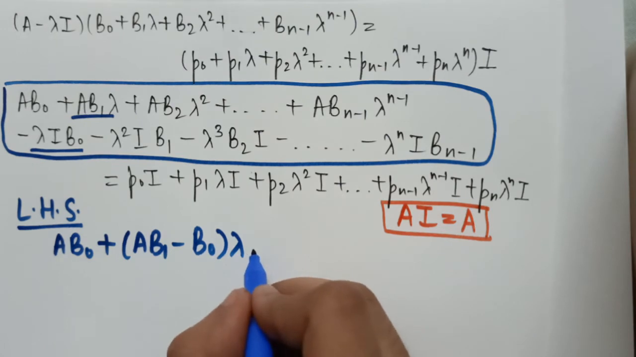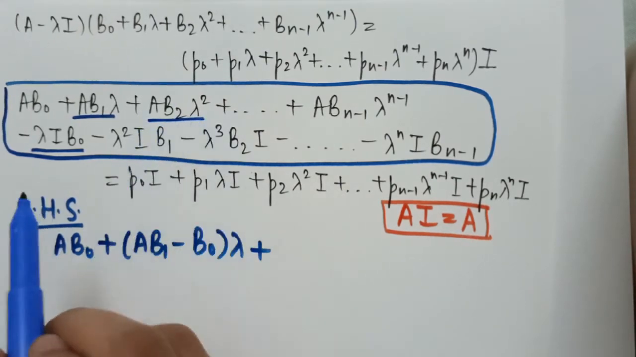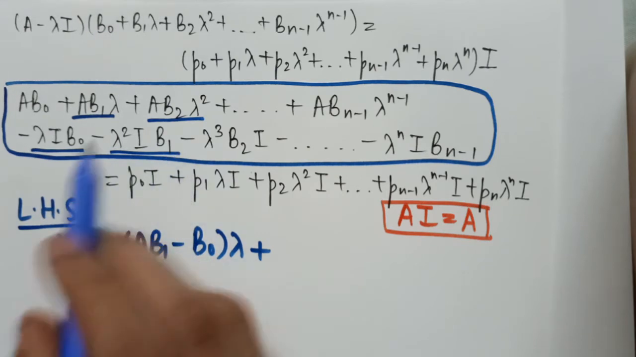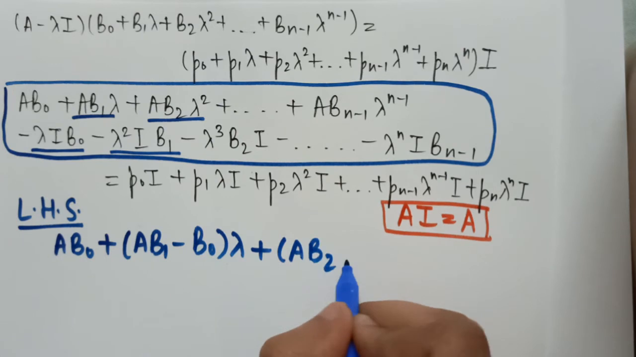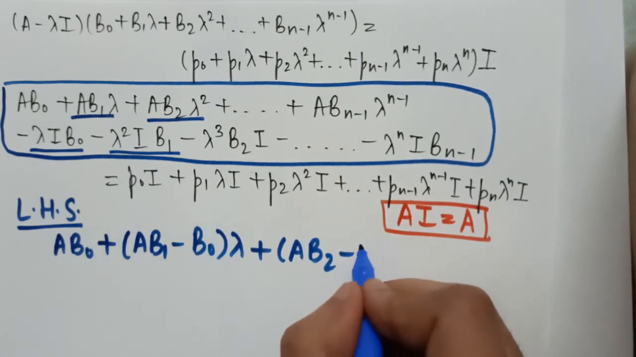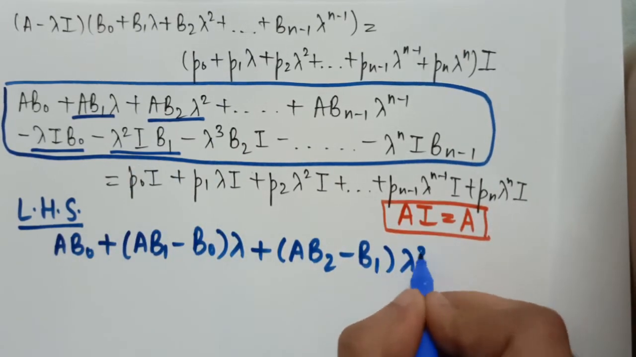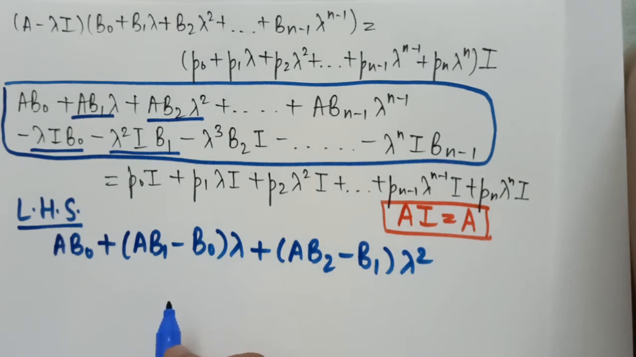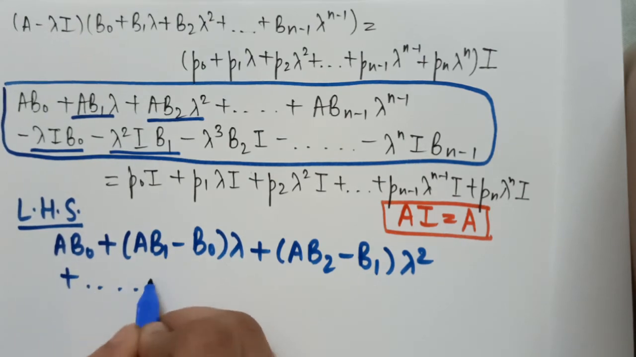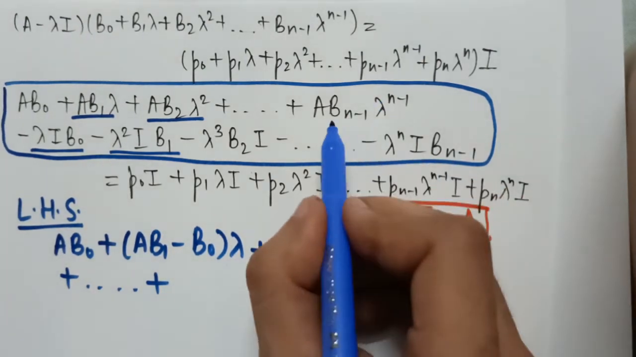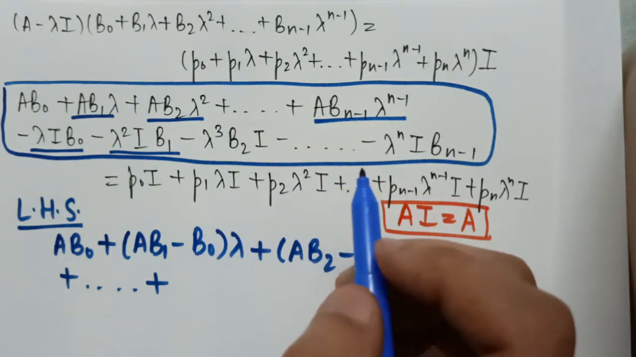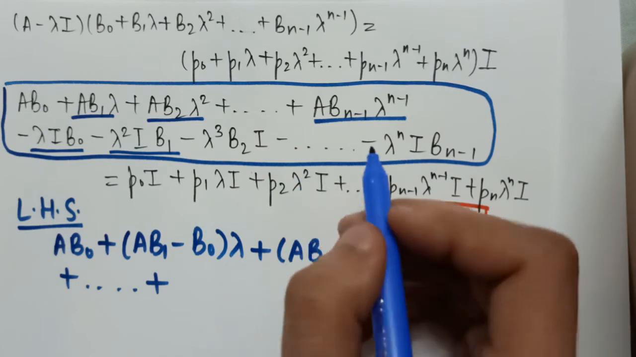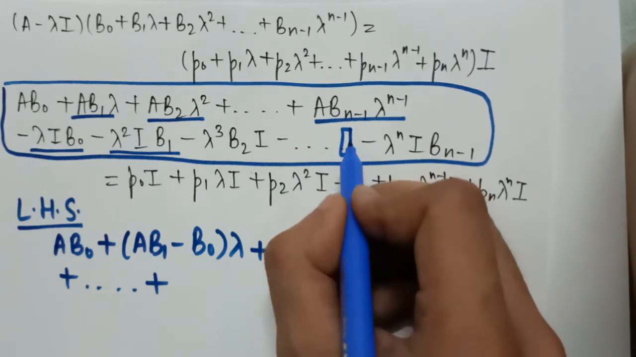In the same way, there's a term in lambda square and so is this, so we can just take lambda square common and we'll get in the bracket AB2 minus I into B1, which is simply B1, and then lambda square. In the same way, it will be a term in lambda n minus 1, and so there will be a term in lambda n minus 1 here too.